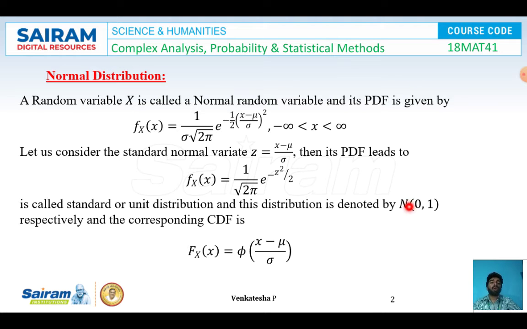So N(0,1) represents mean 0 and variance unity for the standard normal distribution, and the corresponding cumulative distribution function is given by F_X(x) = Φ((x-μ)/σ).